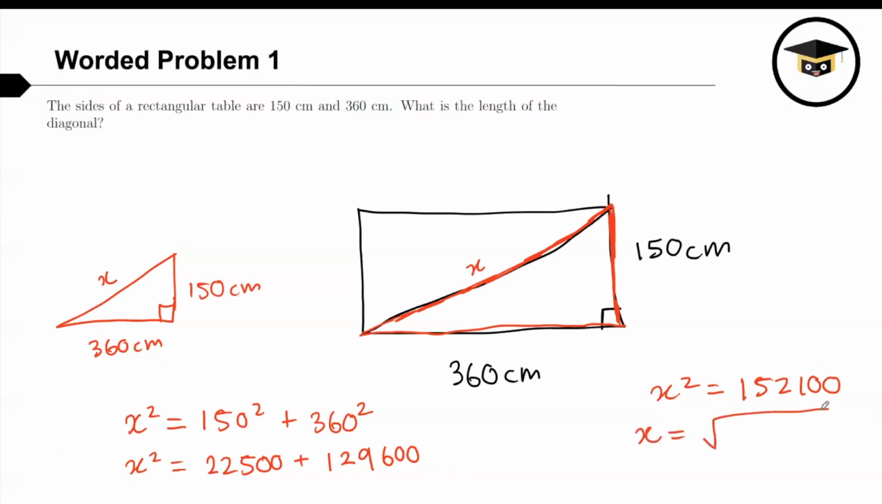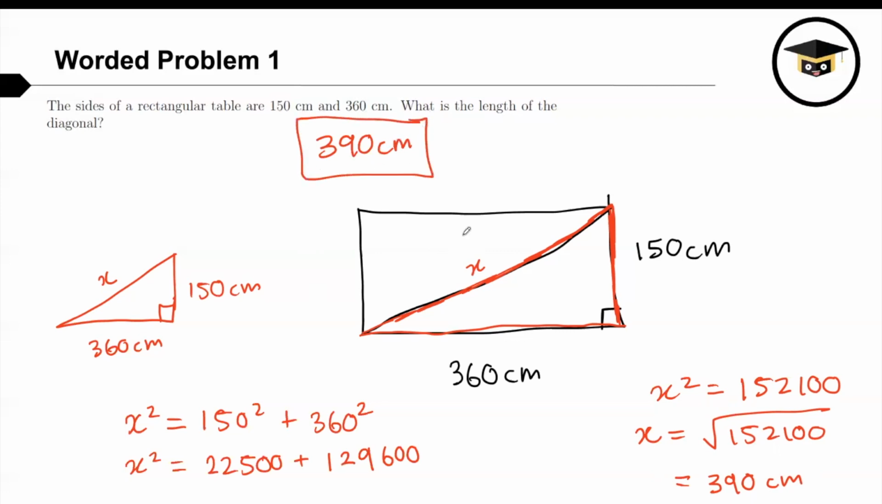So X is equal to the square root of 152,100. And entering that into your calculator, you get a nice answer of 390 centimeters. So we would say that the length of the diagonal is 390 centimeters. It is important that we make sure we include the unit centimeters. Some teachers are quite picky and they'll make you lose half a mark for not writing the correct units.